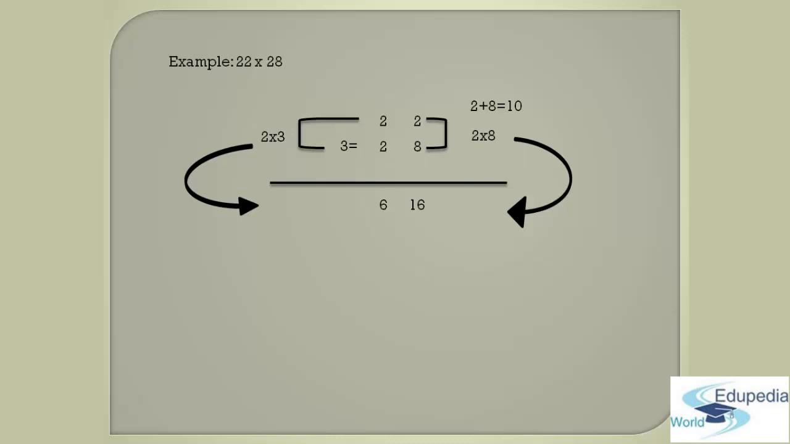Now I hope that you have understood pretty well how to use the technique while multiplying numbers whose ones digits sum to 10 and whose remaining digits are the same.